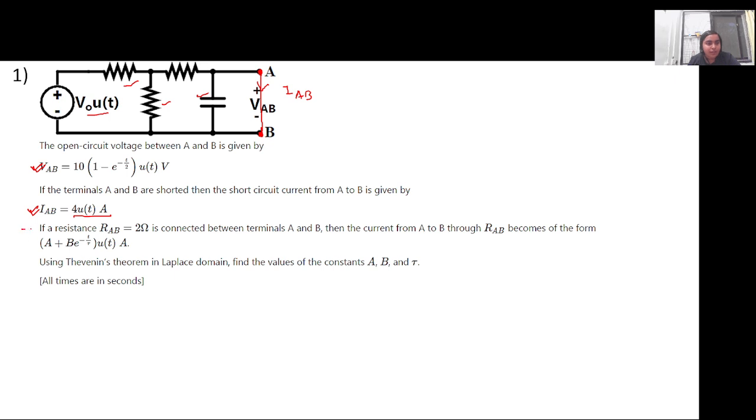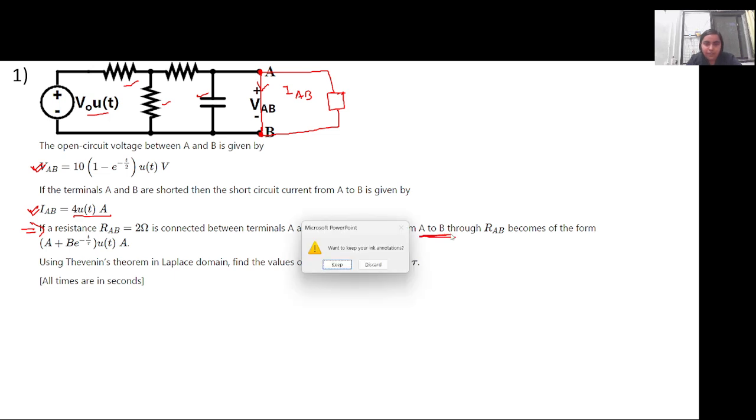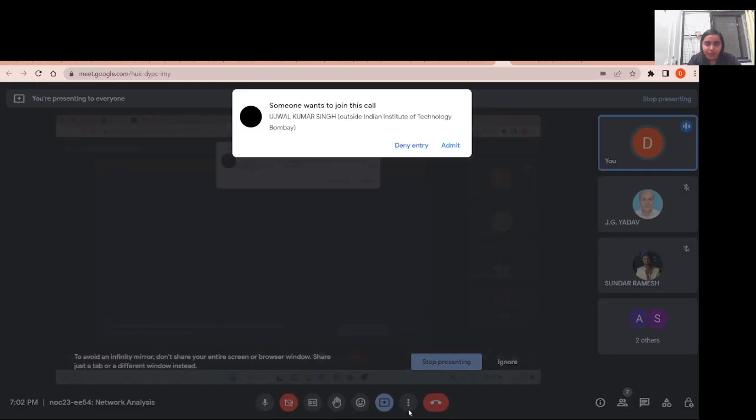Now if the circuit is modified, that is a resistance is now connected across this circuit, then what will be the current that will be flowing from A to B. So this is what you will have to find out.